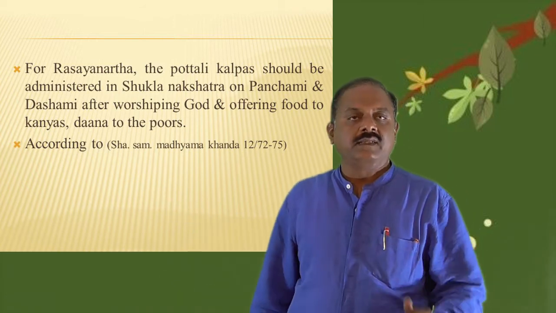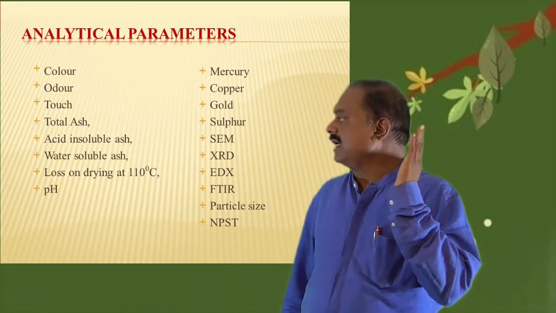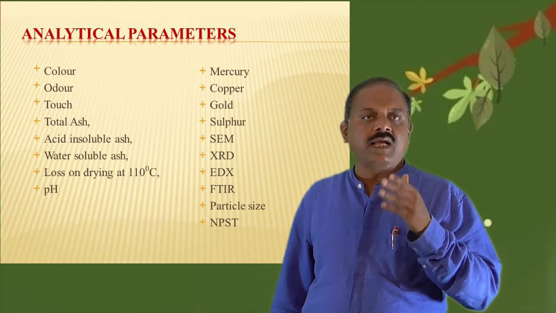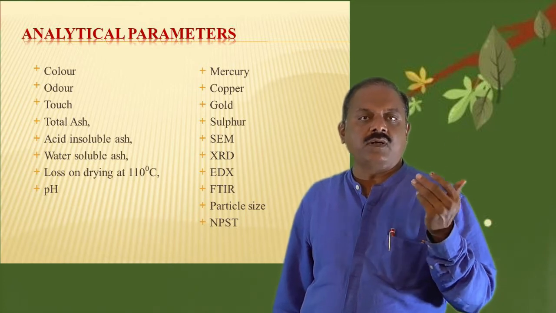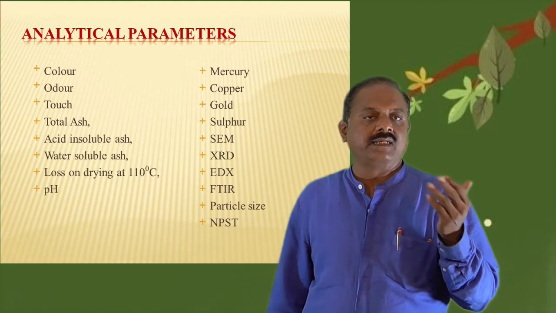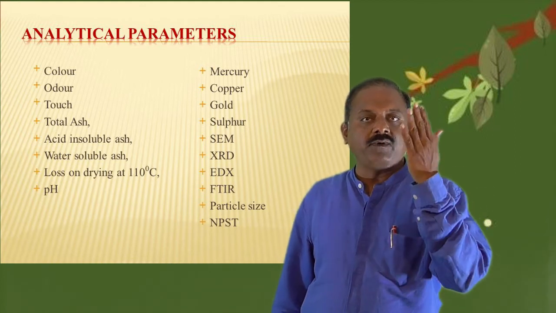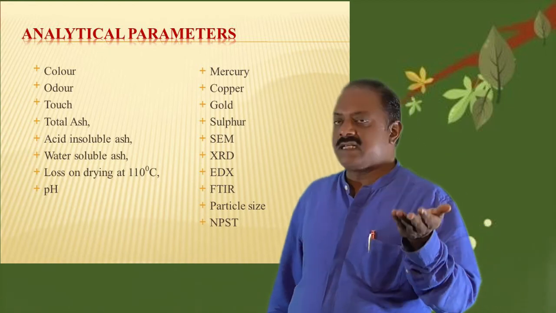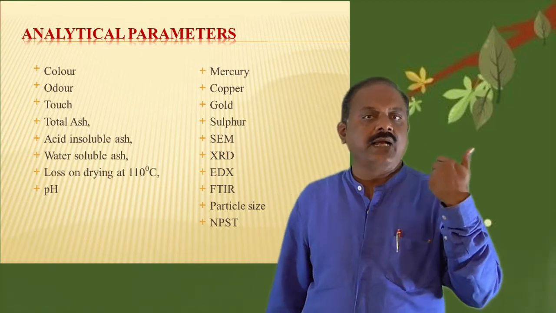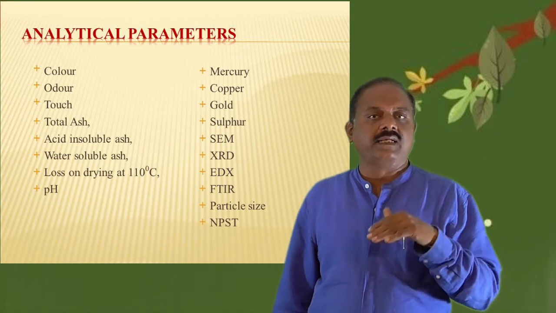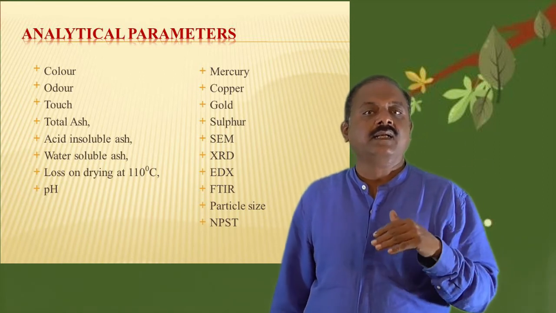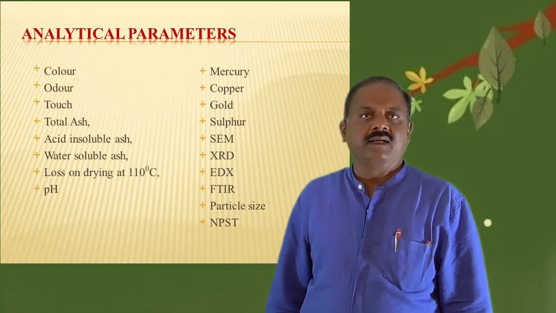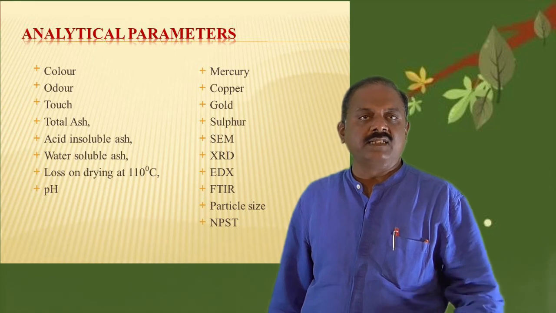These include preliminary qualitative tests regarding color, odor, touch, total ash, acid insoluble ash, water soluble ash, loss on drying at 100 degrees centigrade, and pH. For mercury, copper, and gold, in trace, major, and minor forms, we can even use high-end equipment like SEM, XRD, and EDAX for chemical characterization.